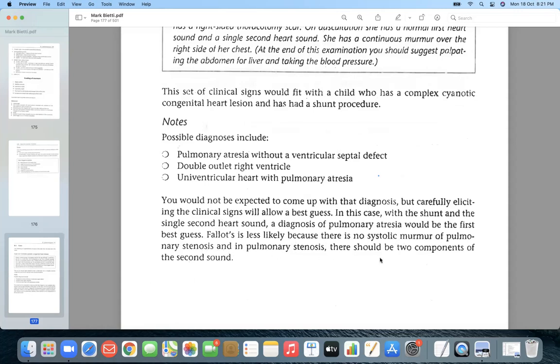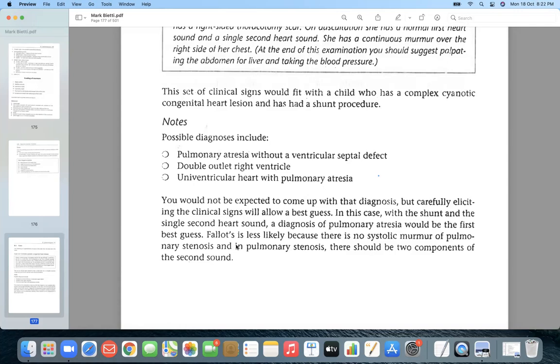Fallot's is less likely because there is no systolic murmur of pulmonary stenosis, and in pulmonary stenosis there should be two components of the second sound. You should comment on the second sound. This was told in the exam to one candidate. You did not comment on the second sound. Yes, I forgot this one. I did not say it in the exam also, so I forgot here also.